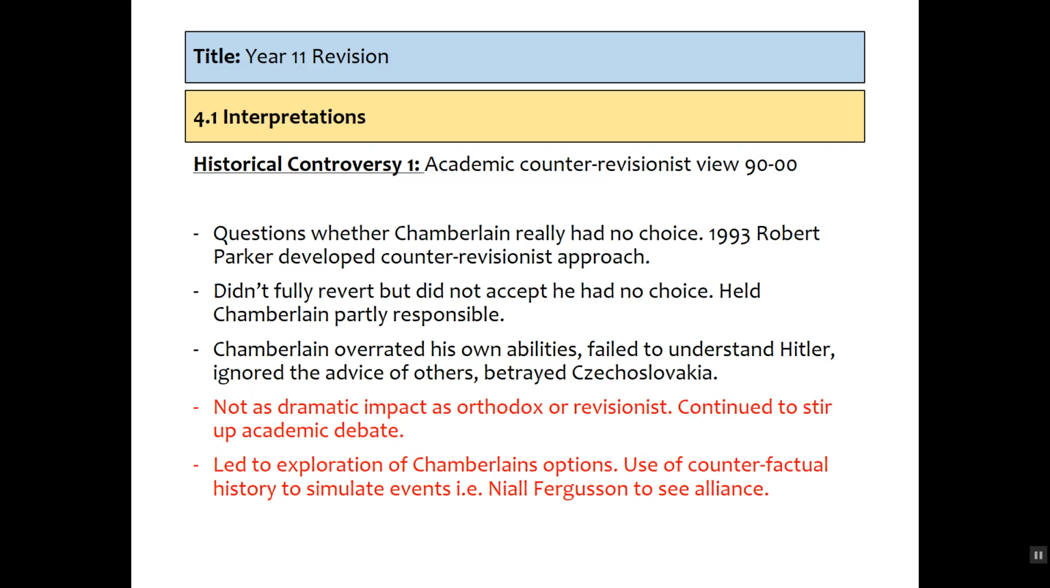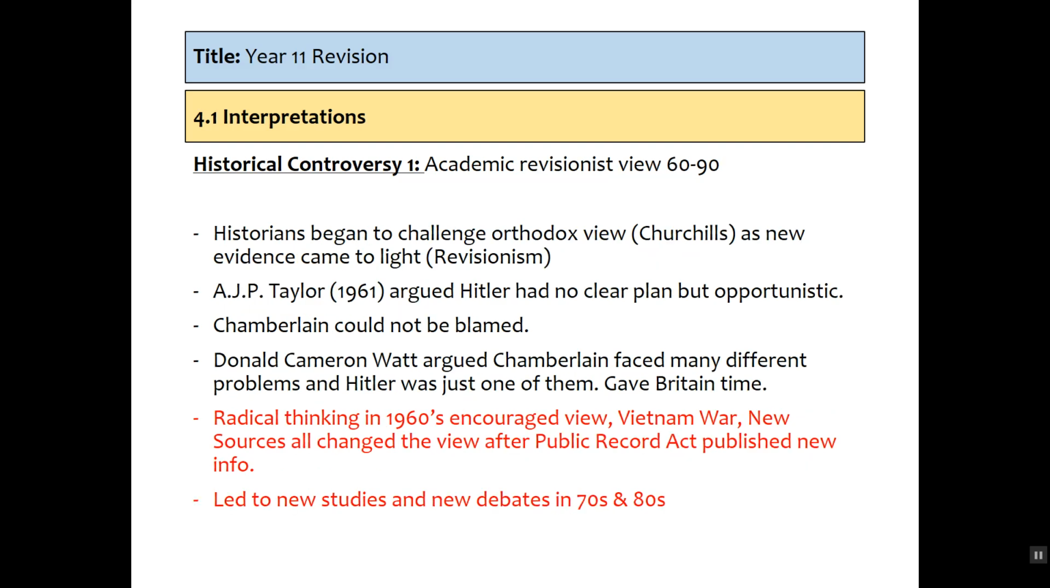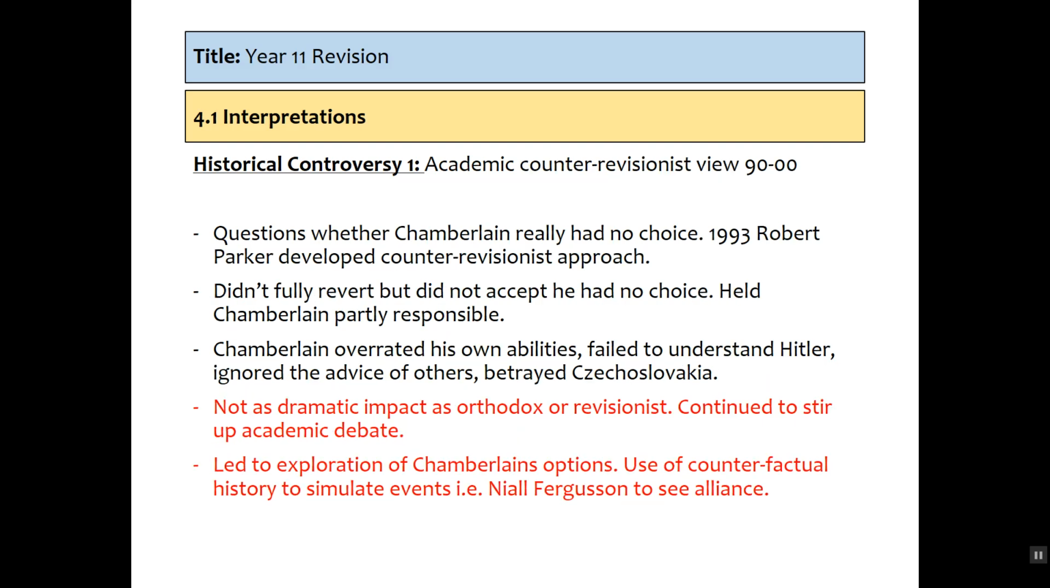Now, the fifth school of thought is Chamberlain back on trial. We've got counter-revisionism. So remember, we've got revisionism in the 60s, 70s, 80s and 90s, and now we've got the counter-revisionists. This is another group of historians who look at the approach and say, actually, they're wrong and this is right. And it questions whether Chamberlain really did have no choice.